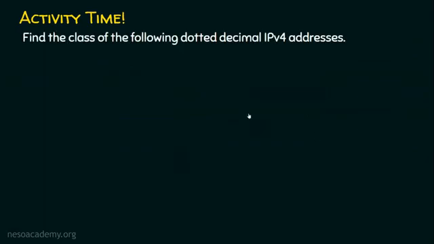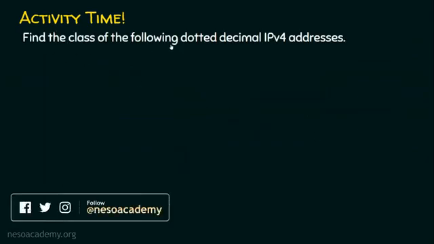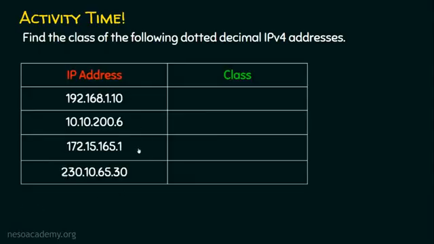The activity is to find the class of the following dotted decimal IPv4 addresses. So we are given some IPv4 addresses and we are required to identify the class of each IPv4 address. IPv4 addresses can be given either in the dotted decimal format or in the binary format. In this activity, the IPv4 address is given in the dotted decimal format. So these are the IP addresses given.